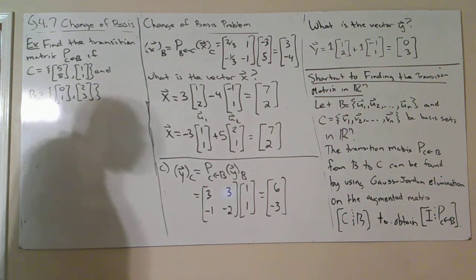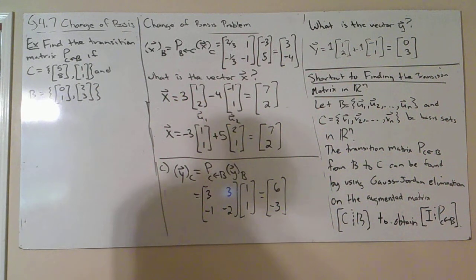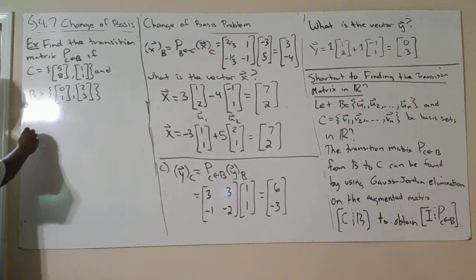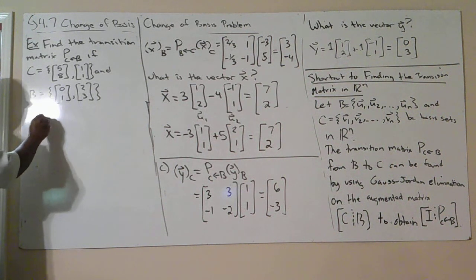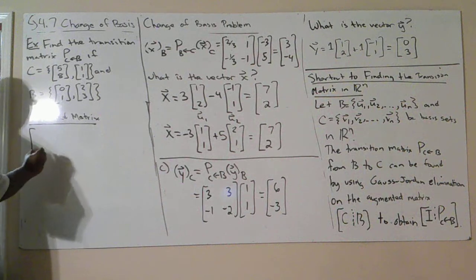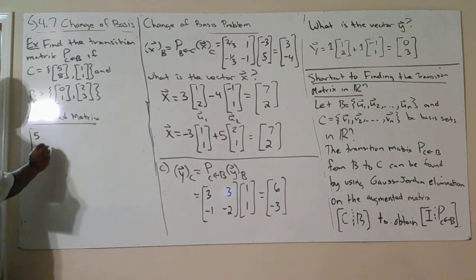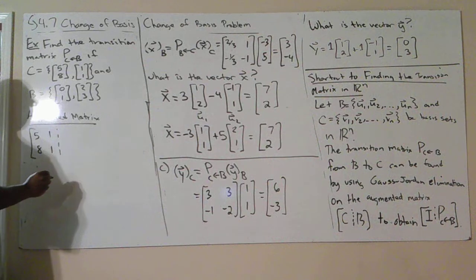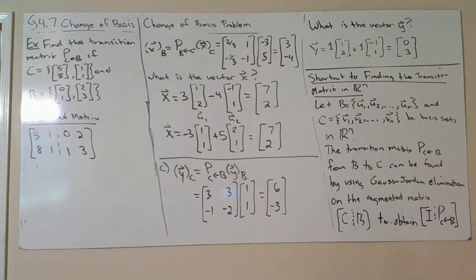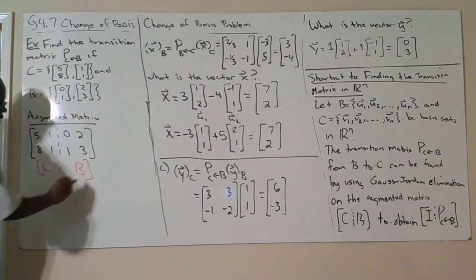Now, we could do exactly what we did before with the steps for finding the transition matrix. So what we have done in the past still works for this. But suppose we want to use a shortcut. So I could create an augmented matrix. And I want to go from B to C, right? So that means C is going to be on the left side, dot, dot, dot, and B is going to be on the right side. C and B.